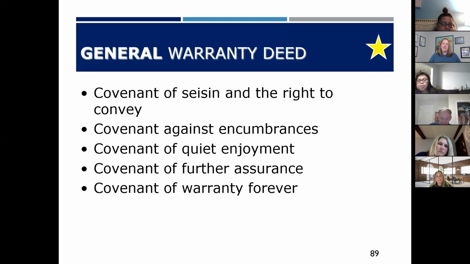And then there's the covenant of warranty forever. Again, the grantor is telling the grantee, if for some reason, for any reason, your title fails in the future, I'll come back and make it right. You need documentation, I'll provide it. You need money, I'll give it to you.